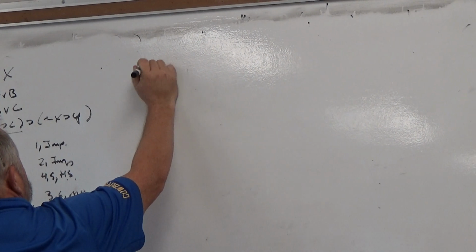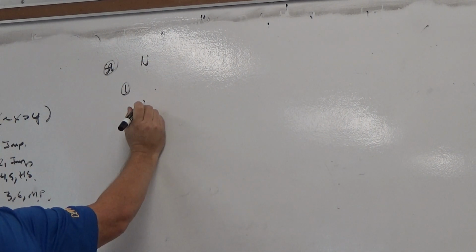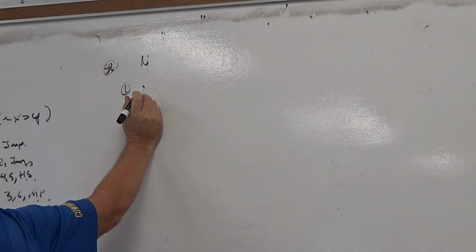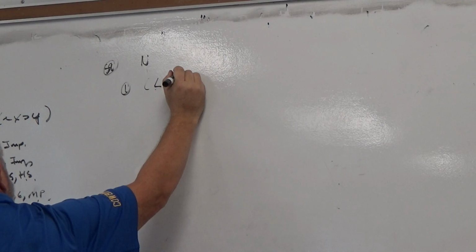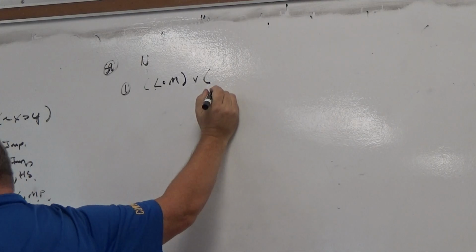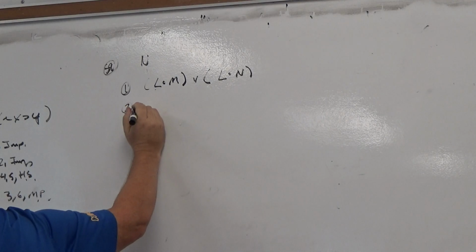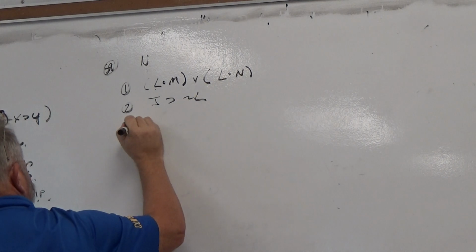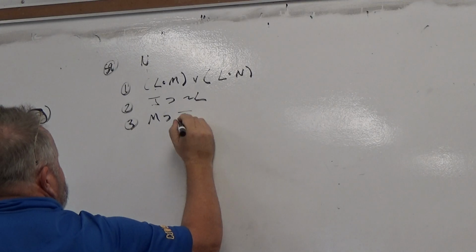Oh wait, 59. 59 and I have L and M, or L and M, and I have J, then not L, and I have M, then J.